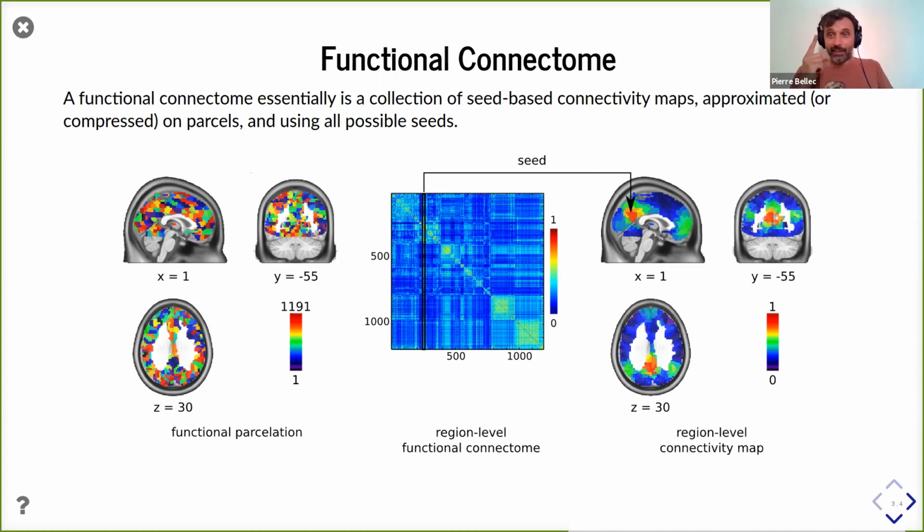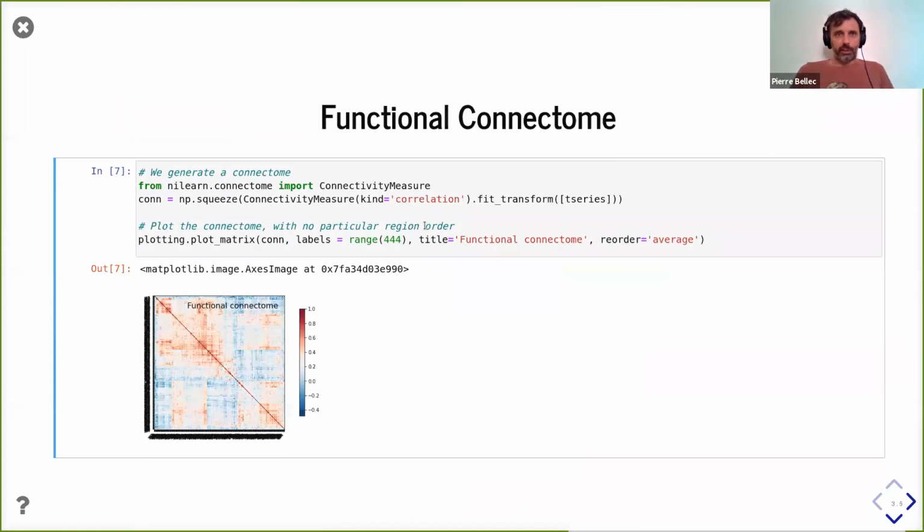And something else that's neat with that representation is that we can see the network. There's this little square on the diagonal. And that's what a network is. So before we get into that, let's see how we can build this connectome using code.